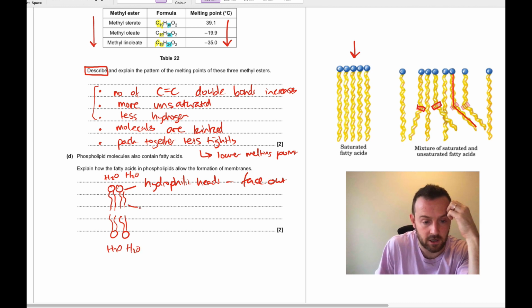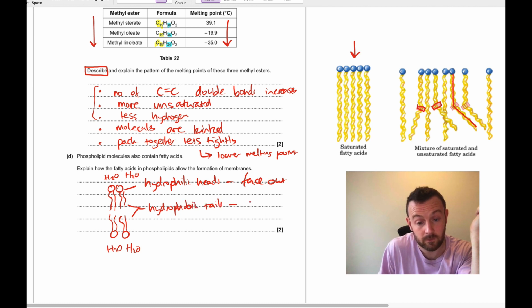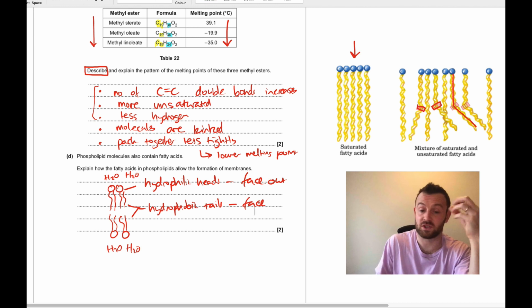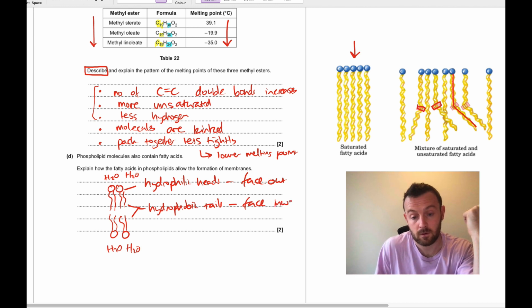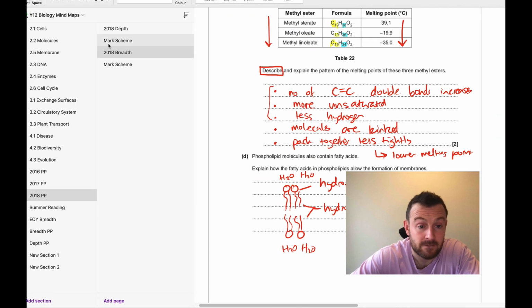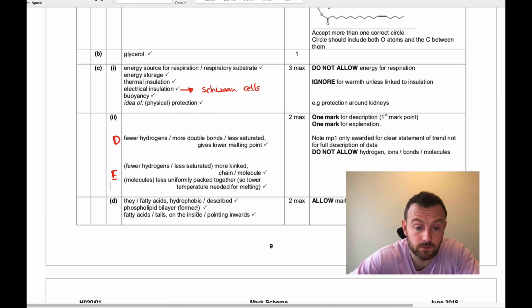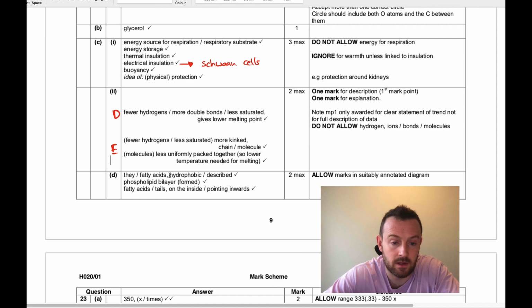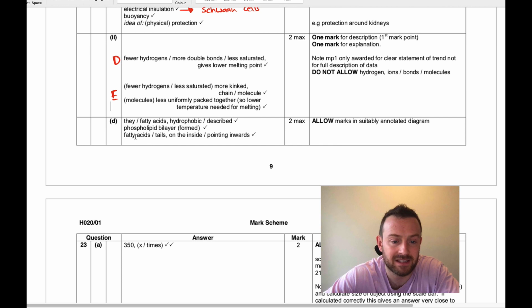And we say that the hydrophobic tails face inwards, or face towards each other, to face away from the water to form a hydrophobic environment. So the mark scheme says fatty acid tails are hydrophobic, phospholipid bilayer formed, fatty acid tails on the inside pointing inwards.